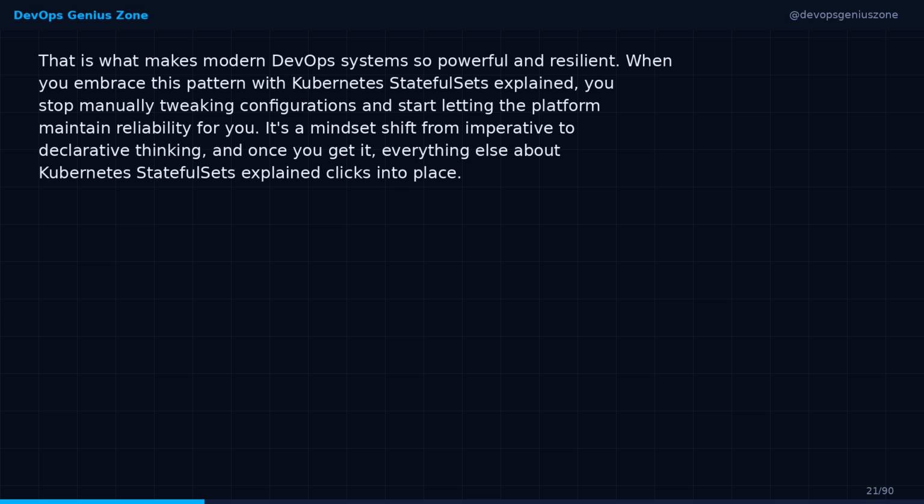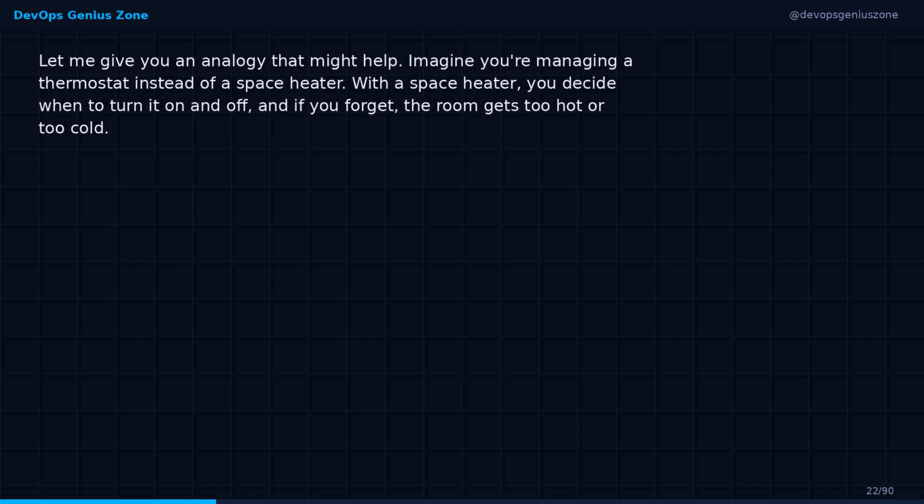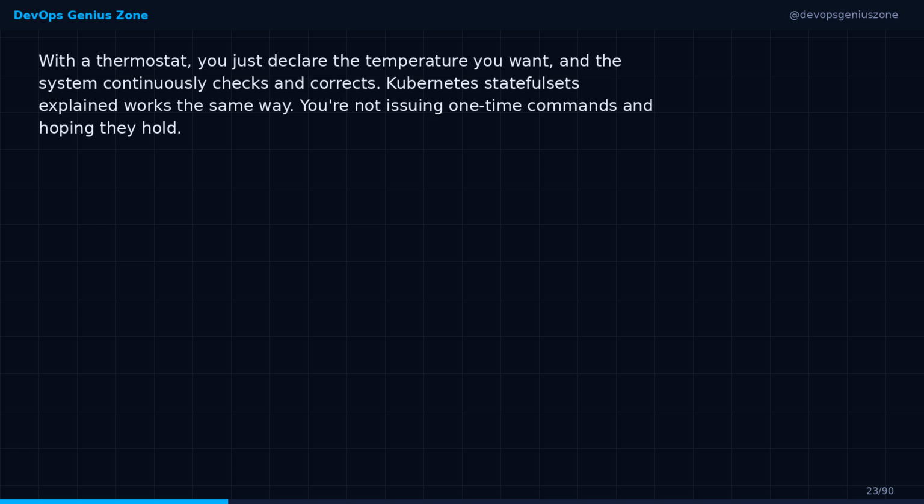Let me give you an analogy that might help. Imagine you're managing a thermostat instead of a space heater. With a space heater, you decide when to turn it on and off, and if you forget, the room gets too hot or too cold. With a thermostat, you just declare the temperature you want, and the system continuously checks and corrects.